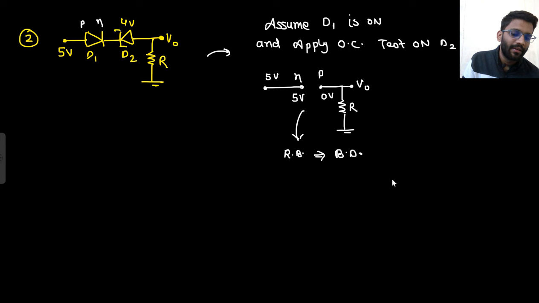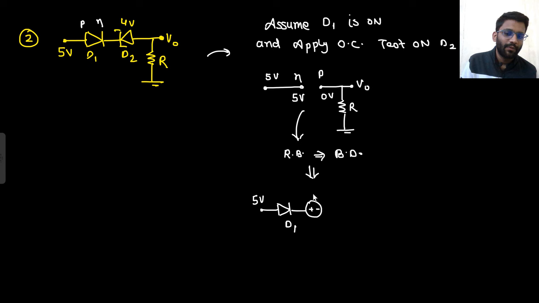So what will happen? If it goes into breakdown, how will the circuit look? This was 5 volt. I considered D1 to be on. Okay, let's take the circuit again. This time, I am making D1 as D1 only. This is 5 volt. Now, I got to know that this is 4 volt. And this is resistance R.